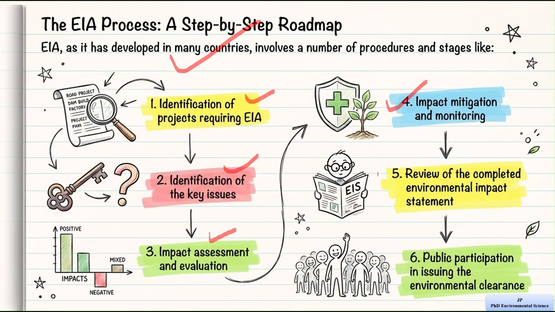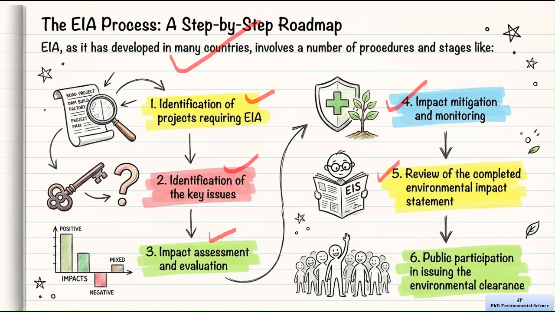Step 5: Review of the EIS. A report is prepared called the EIS, Environmental Impact Statement. Experts review it carefully. They check: is the report correct, complete, and reliable?